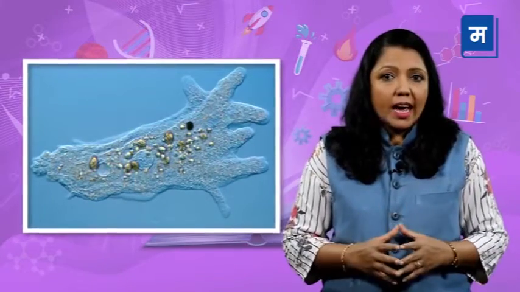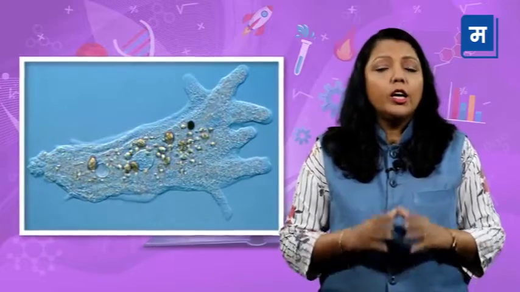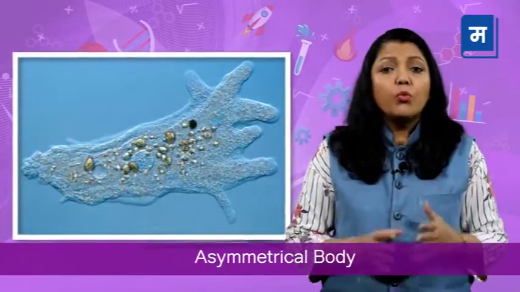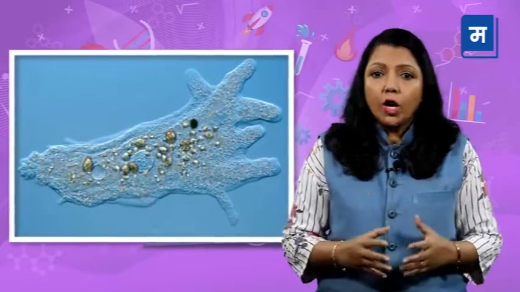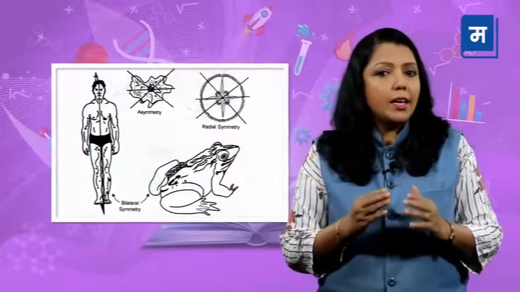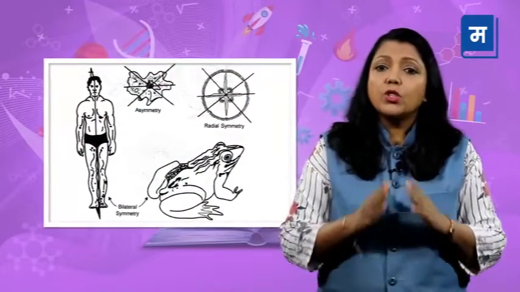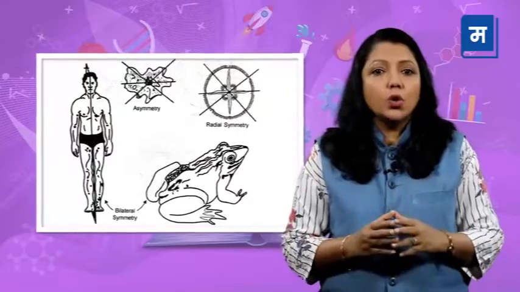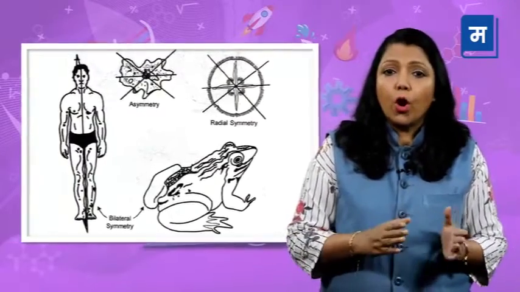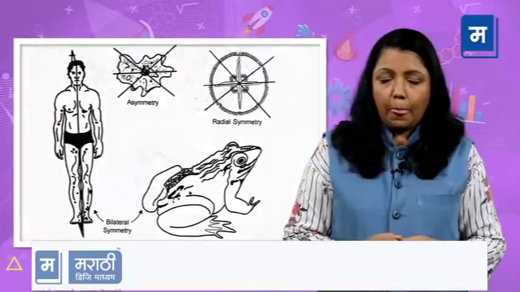When imaginary axis cannot divide the body into two equal halves, it is known as asymmetrical. For example, the body of amoeba and paramecium. If an imaginary axis produces two equal halves, it is known as bilateral symmetry. For example, frog, birds, humans.